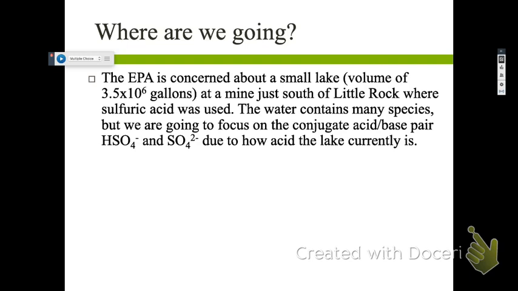The EPA is concerned about a small lake. The volume of the lake is 3.5 times 10 to the 6th gallons. At a mine just south of Little Rock, where sulfuric acid was used, the water contains many species, and we're going to focus on the conjugate acid-base pair, HSO4 negative and SO4 2 negative, due to how acidic the lake currently is.